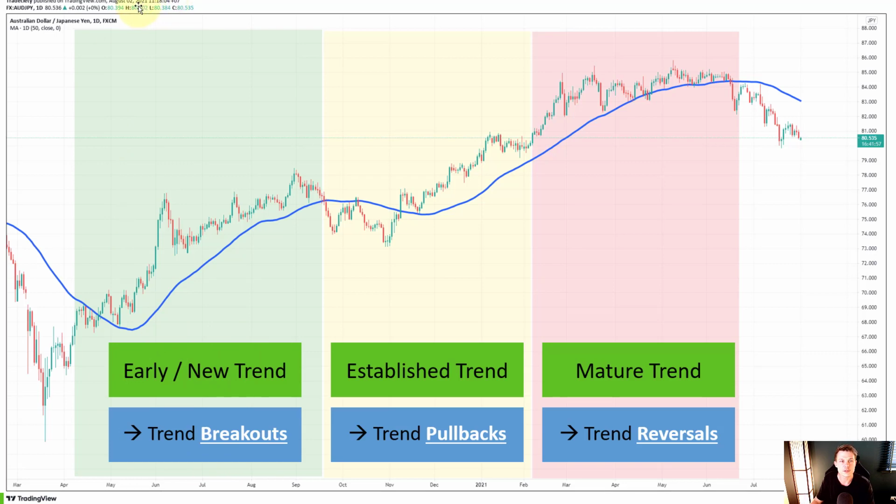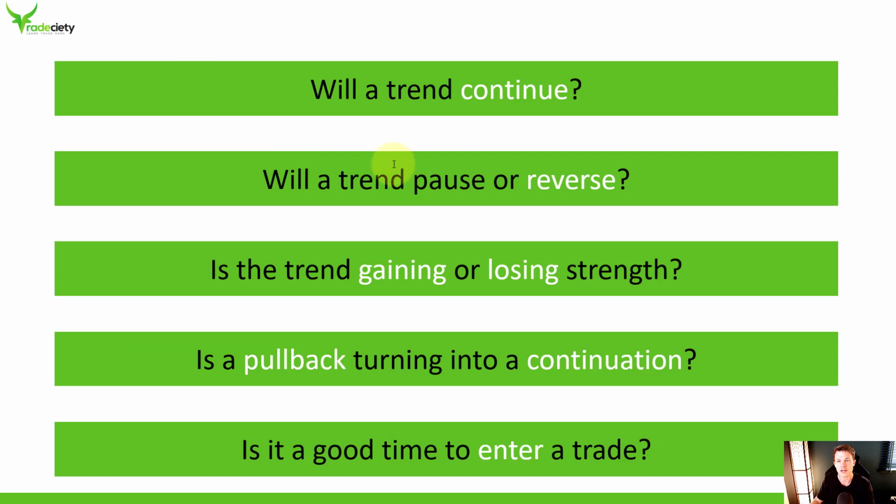And as a trend trader, there are a few things that we have to answer. First, will a trend continue? This is obviously a very, very special and very important question because it's going to determine if we want to trade or not. Then also we want to understand if a trend is likely to pause or even reverse, because it means, are we going to go with the trend or are we going to go against the trend?